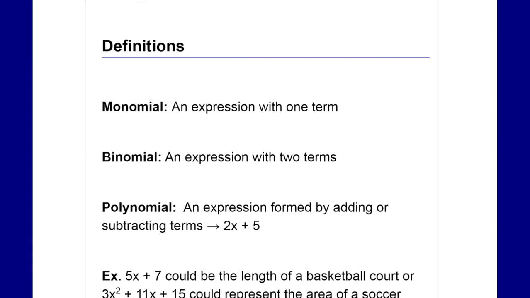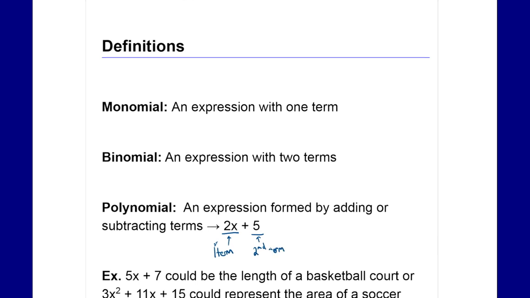So monomial, if we're talking about a monomial, we're talking about an expression with one term. A binomial, we are talking about an expression with two terms. And a polynomial is an expression formed by adding or subtracting terms, and it can mean any number of terms. Now, when we talk about a term, a term is something that is separated by addition or subtraction. So, for example, here we have one term, which is the 2x, and we have our first term, and we have our second term, which is our 5.